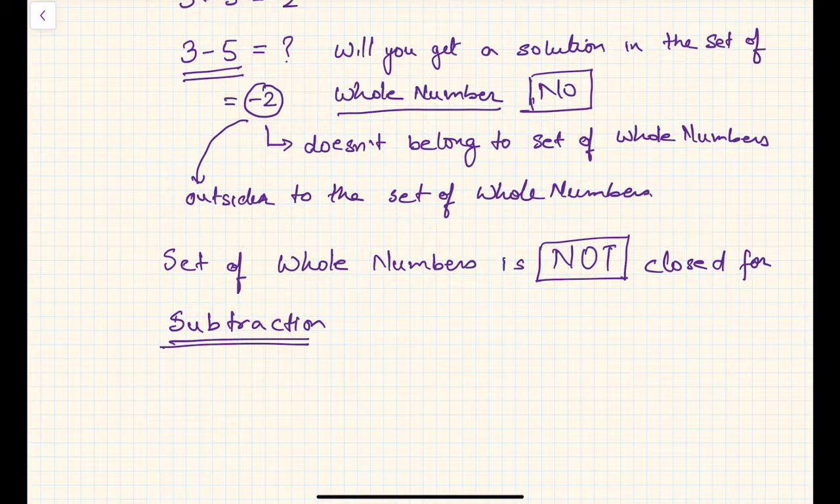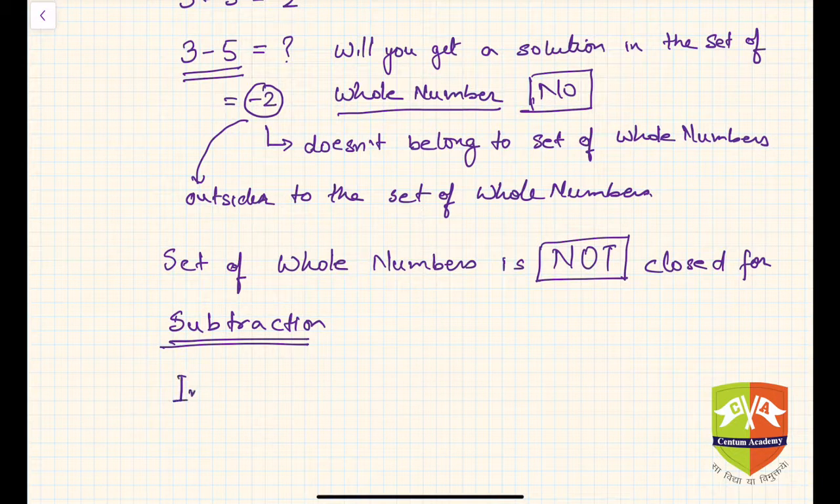Hence, to remove this problem, or let's say to remove this incapability of finding the difference of a higher number from a smaller number, we coined another set of numbers, and now those are called integers, right?